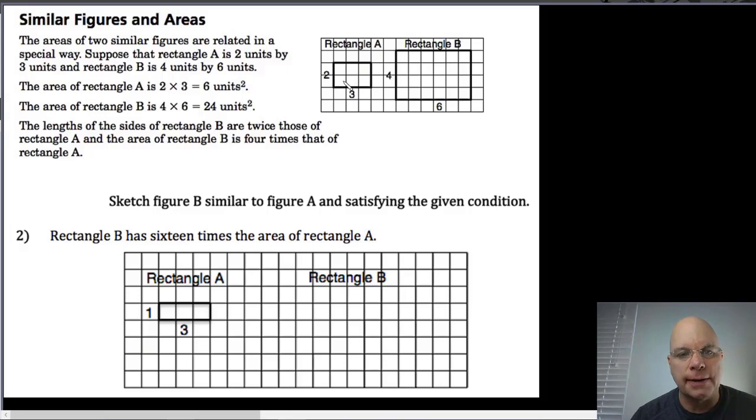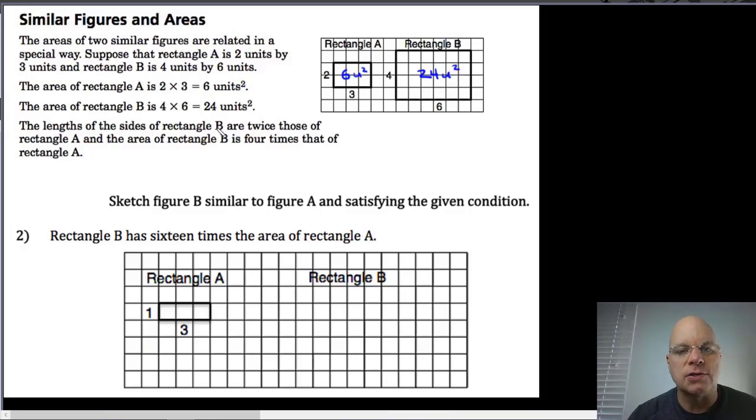Suppose that rectangle A is 2 units by 3 units, and rectangle B is 4 units by 6 units. The area of rectangle A is 2 multiplied by 3, or 6 square units. I'm going to annotate that. So the rectangle has an area of 6 units squared. The area of rectangle B is 4 multiplied by 6, or 24 units squared.